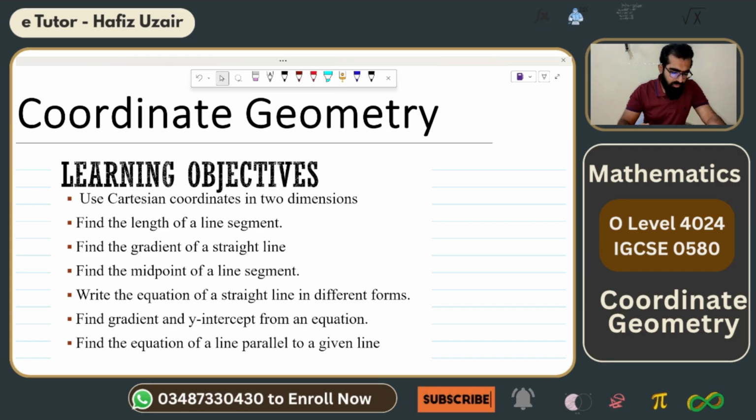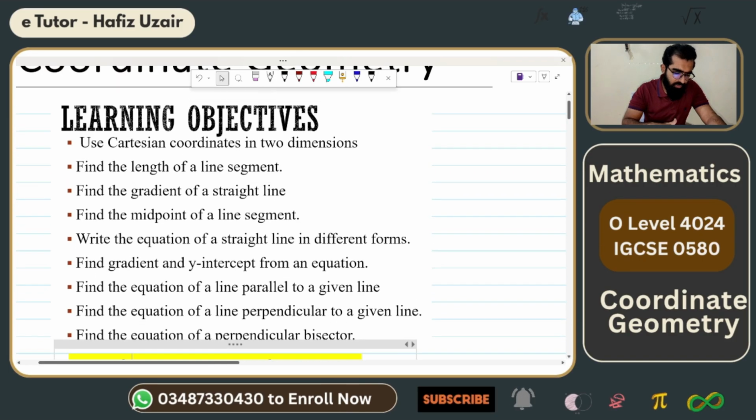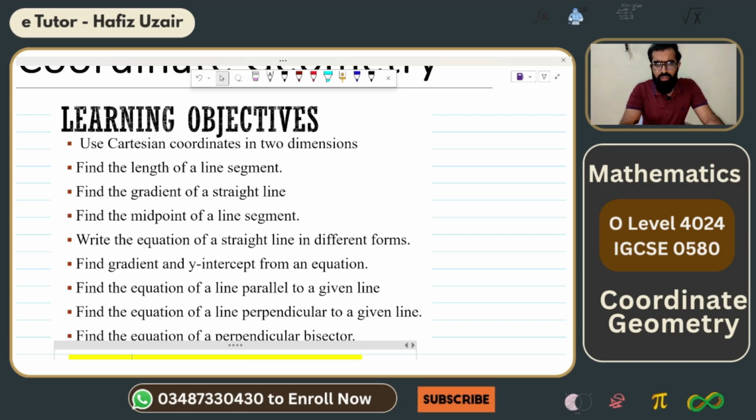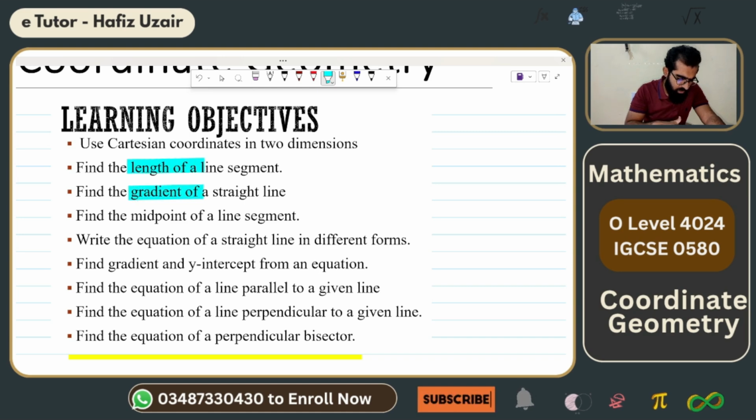So these are the learning objectives for coordinate geometry. The first learning objective is you will know how to draw coordinates in 2 dimensions. This is something that you have previously done. We'll just discuss it quickly, and then after that you will learn how to find the length of a line segment, gradient, and also the midpoint.